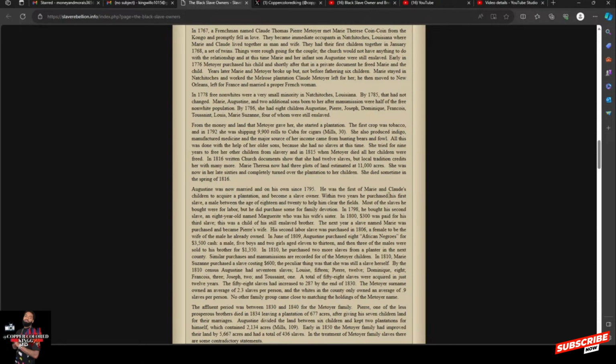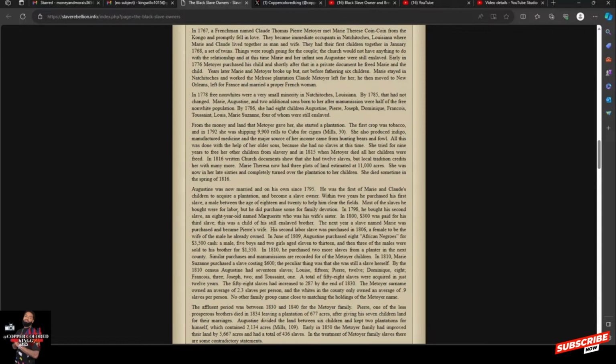Within 2 years, he purchased his first slave, a male between the age of 18 and 20, to help him clear the fields. Most of the slaves he bought were for labor, but he did purchase some for family devotion. In 1798, he bought his second slave, an 8-year-old named Marguerite, who was his wife's sister. In 1800, now you see, stop right here. I told you guys, a lot of this stuff was being done to keep the family together, so they wouldn't be bought by other slave owners or slave masters that separated the family. You know, a lot of that stuff was being done for that specific reason.